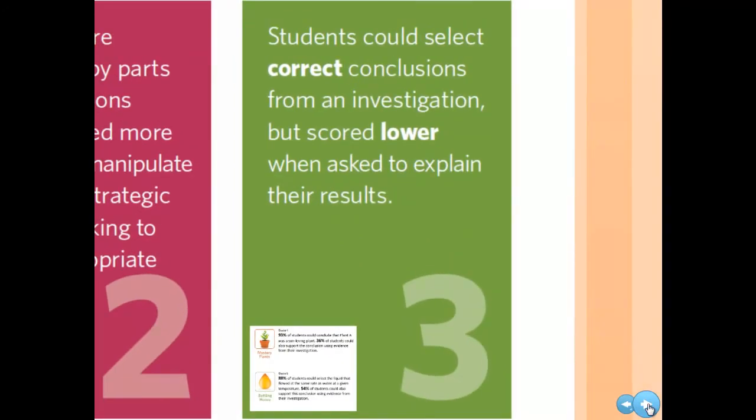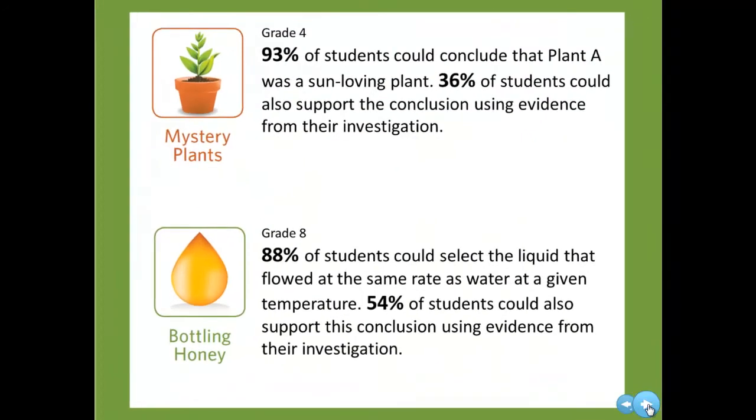In addition, students could select correct conclusions from an investigation, but had difficulty when asked to explain their results. For example, in the mystery plant experiment that we just saw, while 93% of grade 4 students could identify that plant A was a sun-loving plant, only 36% could use evidence from their investigation to support that conclusion. Similarly, in a grade 8 interactive computer task, bottling honey, 88% of students selected the correct conclusion regarding an experiment involving the flow of liquids, while 54% could support their conclusion.